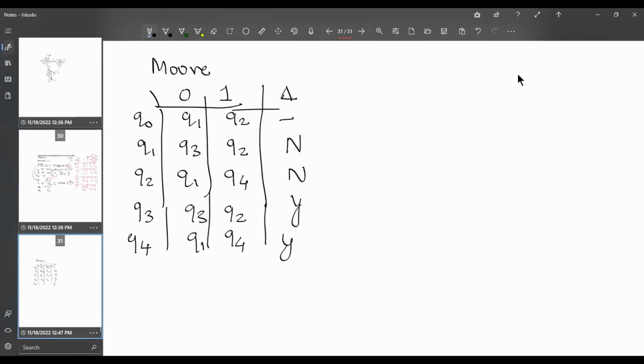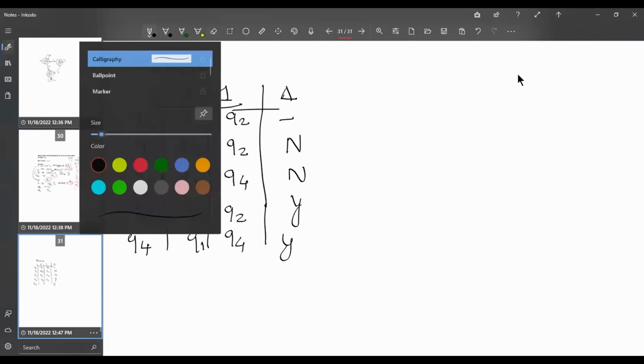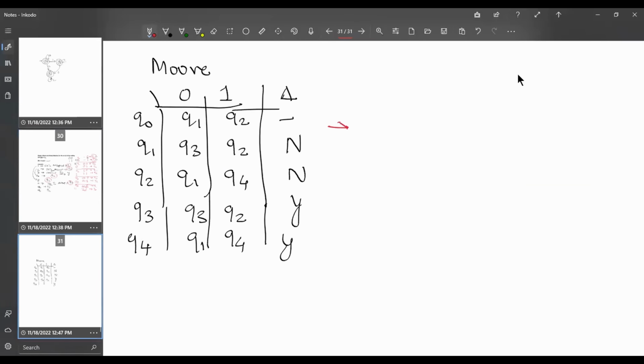Now it is time to draw the state transition diagram for the Moore machine. We start with the initial state, that is Q0. On 0, it is going to Q1, and on 1, it is going to Q2. Now, as this is a Moore machine, the output will be present inside the state. What is the output of Q0? Nothing. What is the output of Q1? No. What is the output of Q2? No.